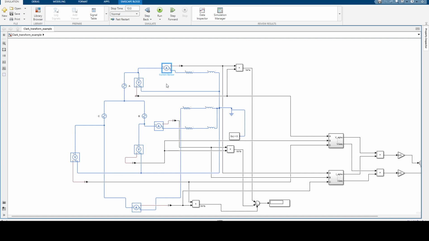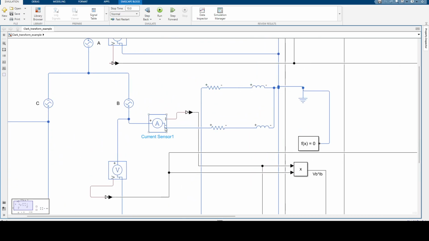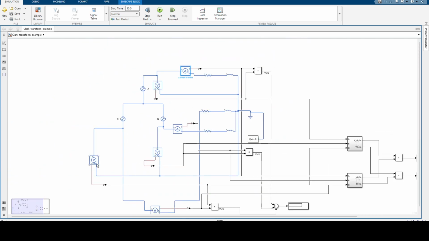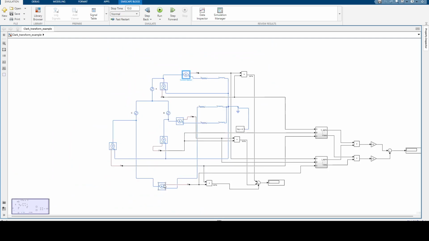And now we are measuring current. So here we have current through the load, and here we have current through the load too. And this one is a little bit harder to see, but this is also current through the load. So here we have IA, IB, and IC.